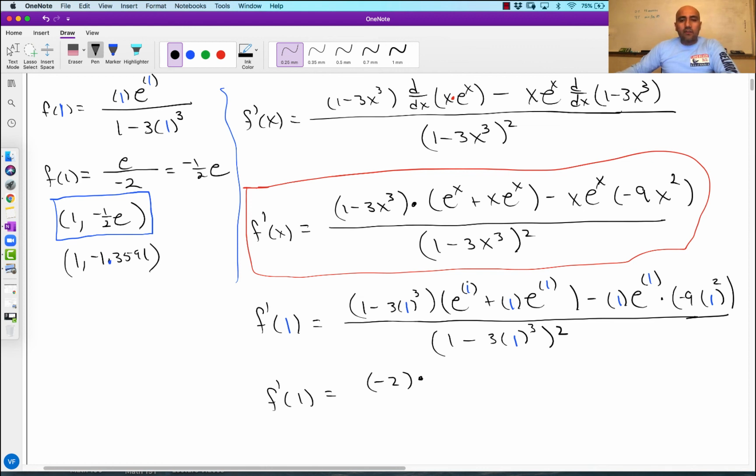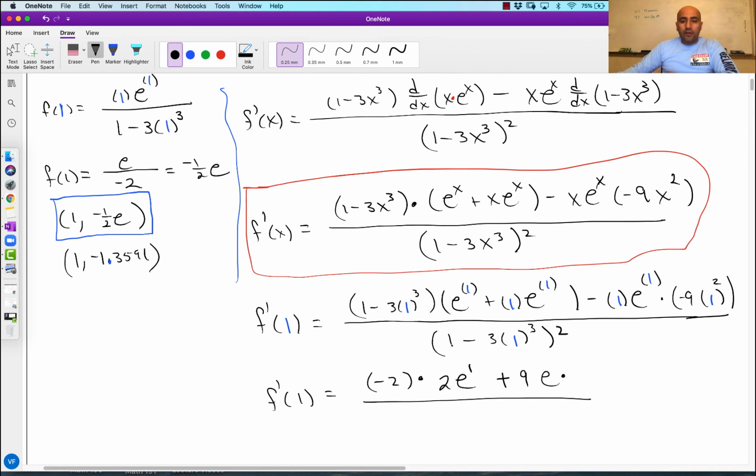Times, and then e to the first power is just e, plus 1 times e to the first power is just e. So we really just have 2e. 2e to the first power, which is 2e, minus, and then 1 times e to the first is just going to be e, times negative 9 times 1 squared is just negative 9. So we just put a plus 9 there.